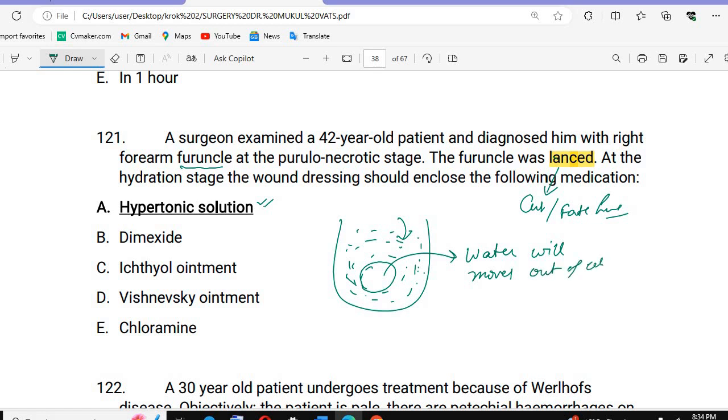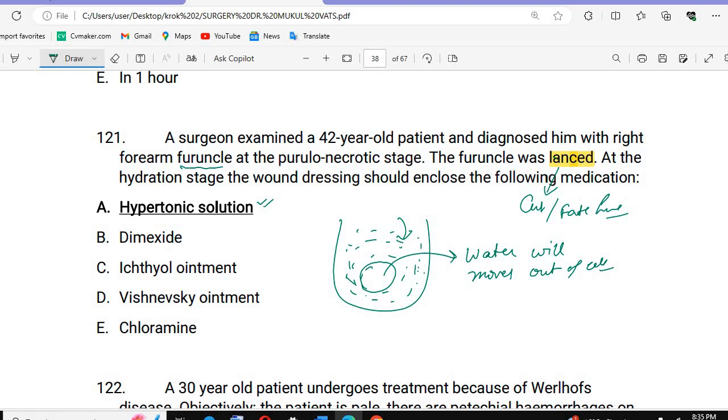Now can you see the furuncle? Furuncle is what? That is the hair follicle, the inflammatory parts, and there can also be an accumulation of fluids. If this is lanced, the first thing we need to do is clean that wound, and for the cleaning we use the hypertonic solution.